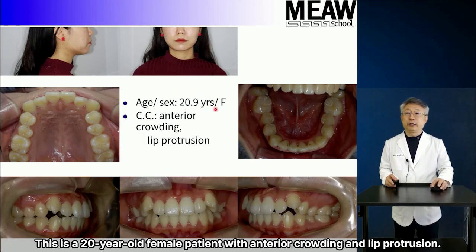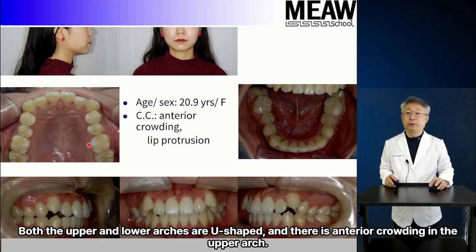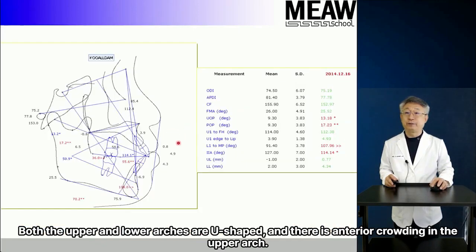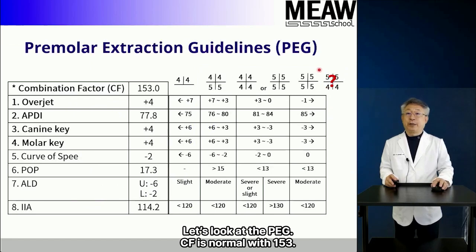This is a 20-year-old female patient with anterior crowding and lip protrusion. The patient had difficulty with closing lips due to protrusion. Both the upper and lower arches are S-shaped, and there is anterior crowding in the upper arch. Lip protrusion is not too severe. Let's look at the PEG. CF is normal with 153.